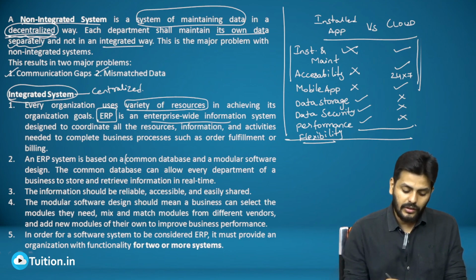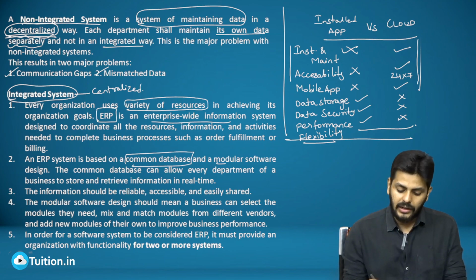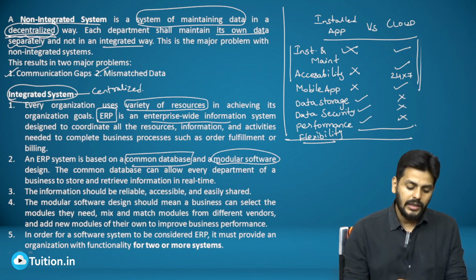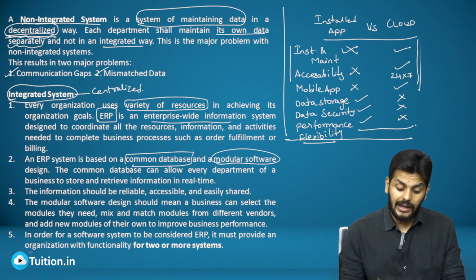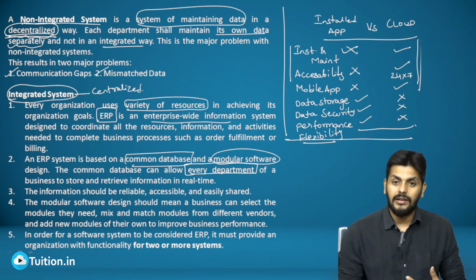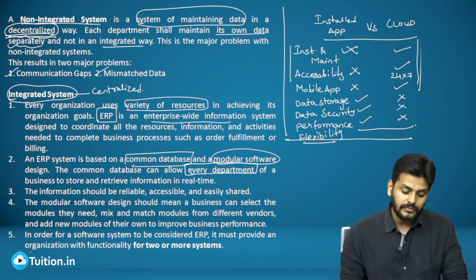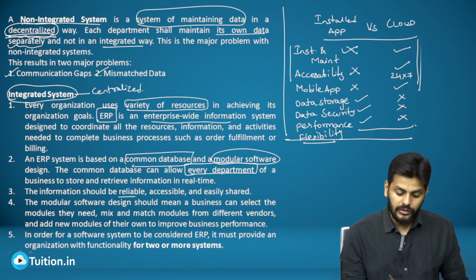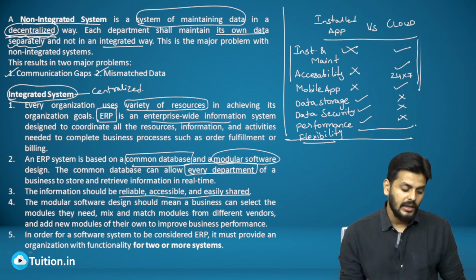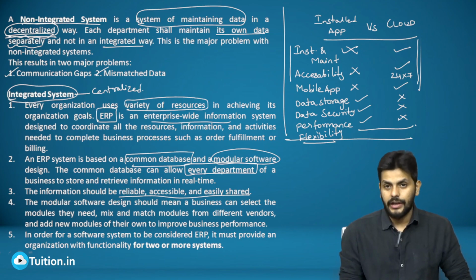An ERP system has a common database and a modular software design. The common database allows every department to store and retrieve information in real time in one particular place. The data stored is central, reliable, accessible and easily shared.